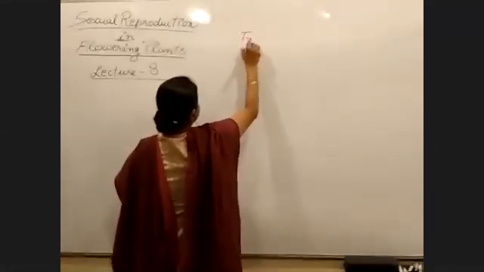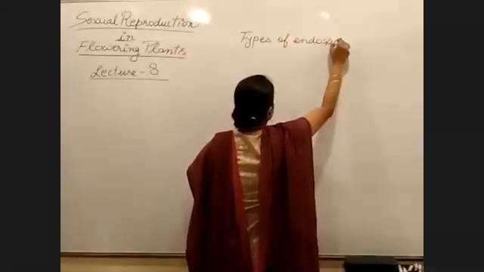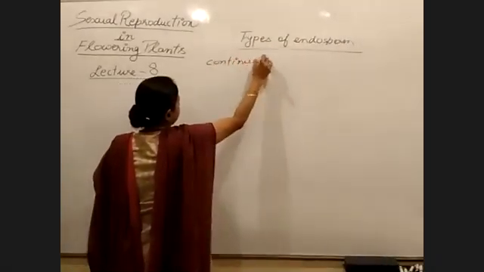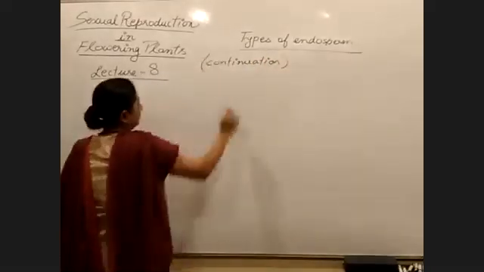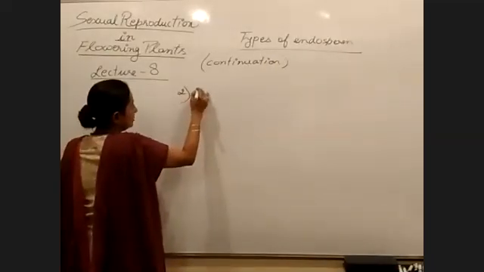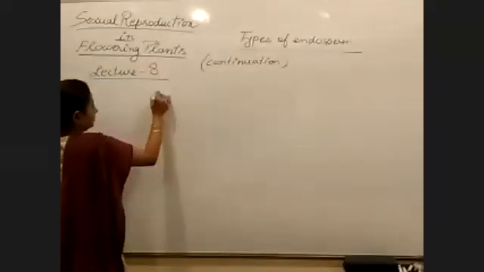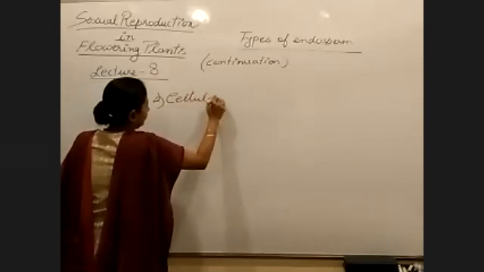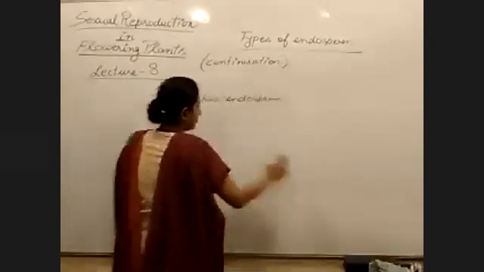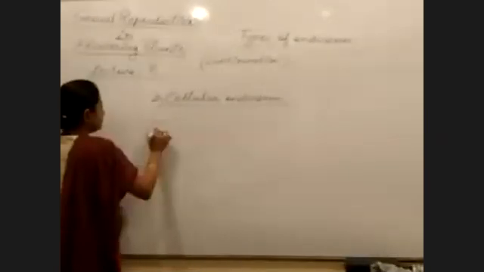So in today's class, types of endosperm, continuation. So types of endosperm, nuclear we have done. We are going to do the number 2, that is cellular endosperm. So again in the form of a diagram, not in sentences.